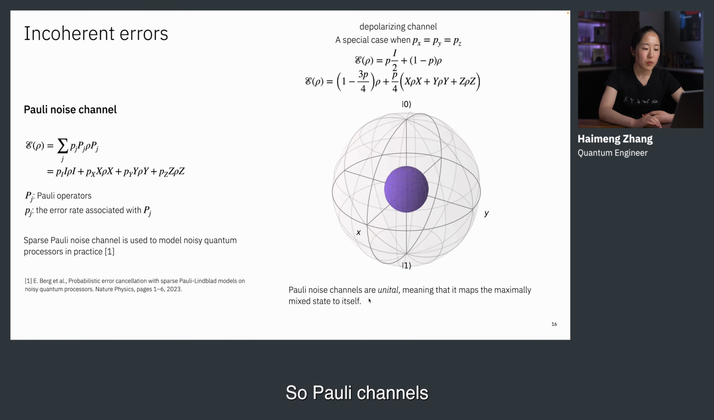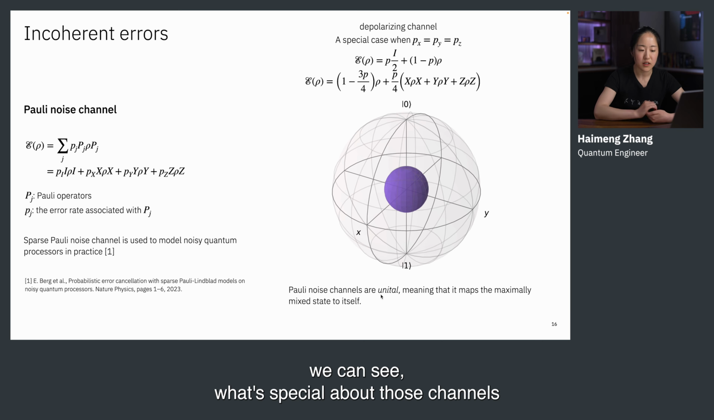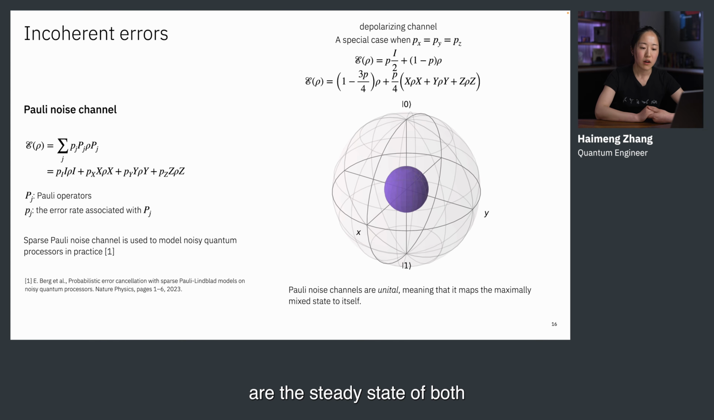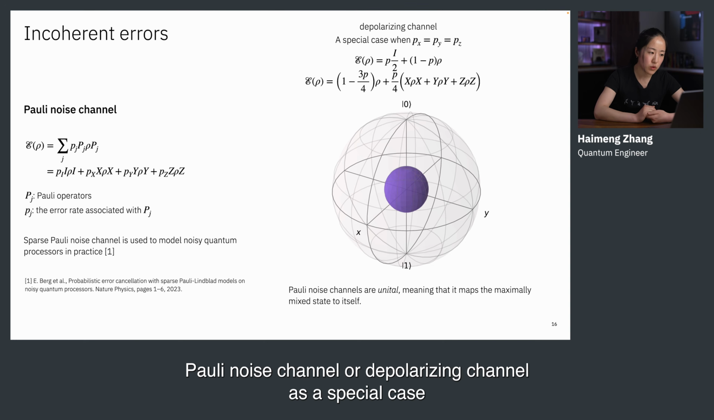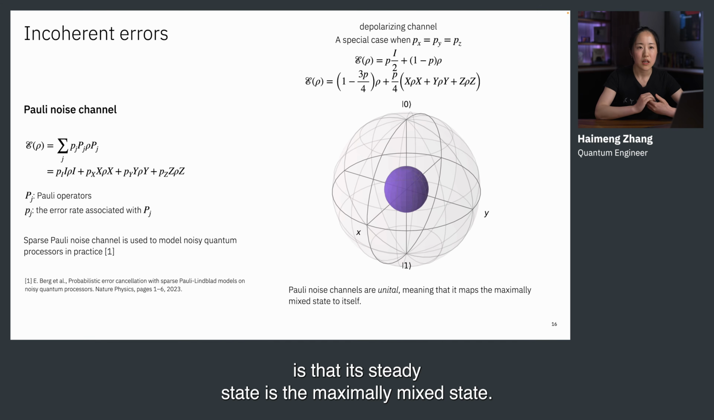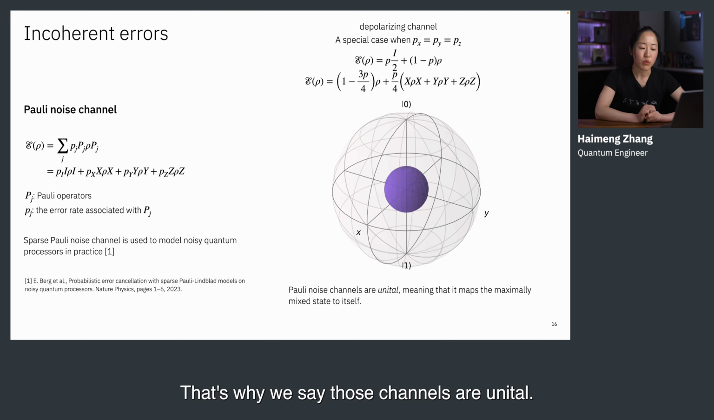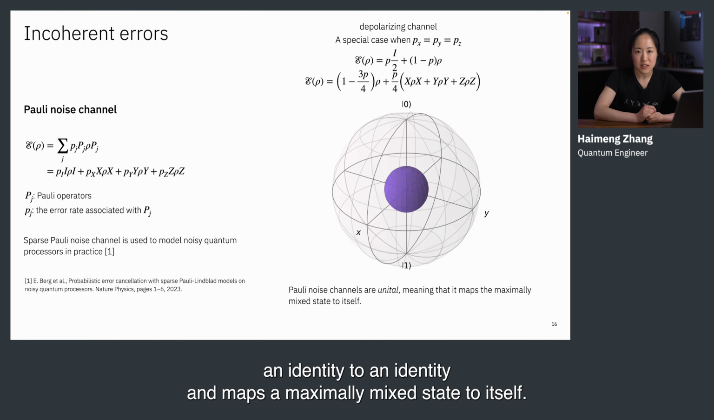What's special about Pauli channels, and the depolarizing channel as a special case, is that the steady state is the maximally mixed state. That's why we say those channels are unital, meaning that they map the identity to the identity, and a maximally mixed state to itself.